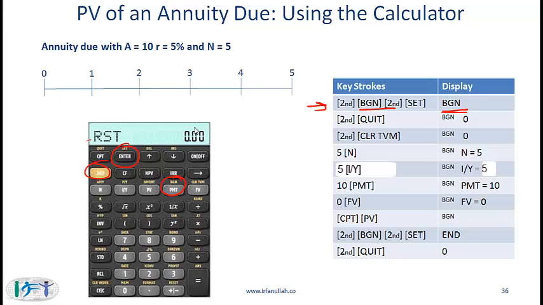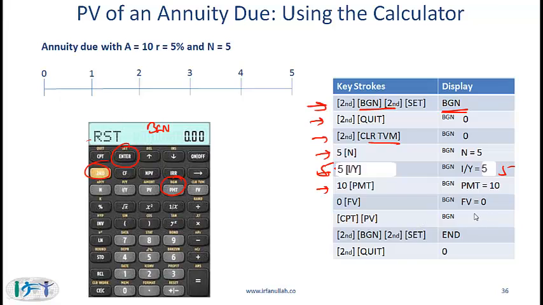So notice when you do this on the calculator, it will then say begin here on your screen. This means that the calculator will now assume that any cash flow that you enter is really happening at the start of each period. Second quit, to simply put the calculator back into standard mode. You clear the time value of money, and then 5n, so we are saying that we have 5 periods. The interest rate is 5, the payment is 10, future value is 0, and then you compute the present value.